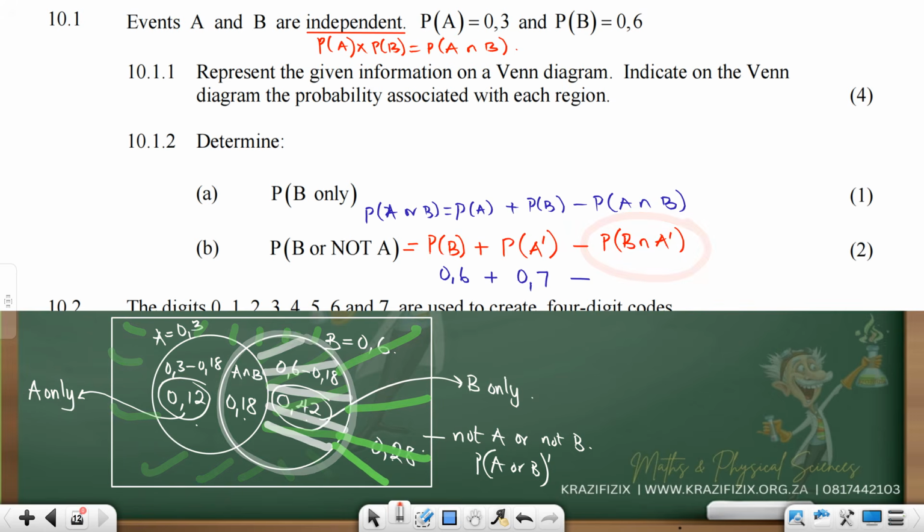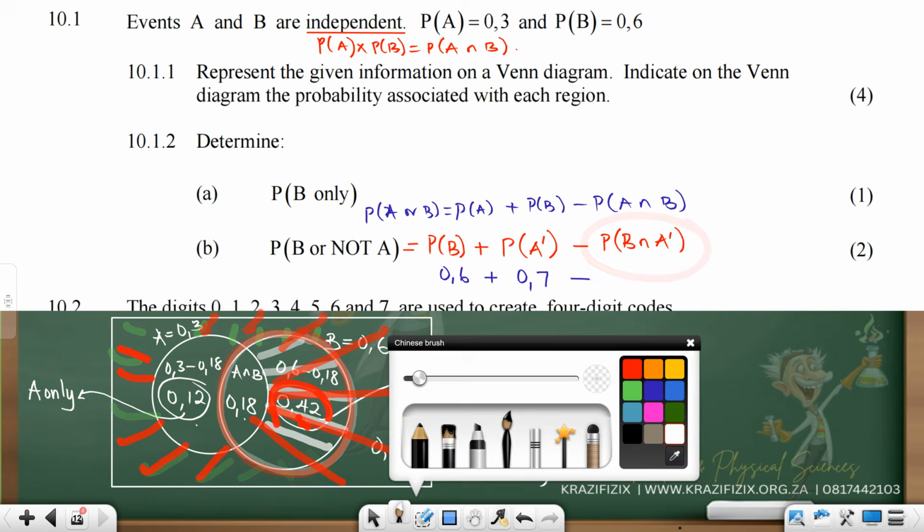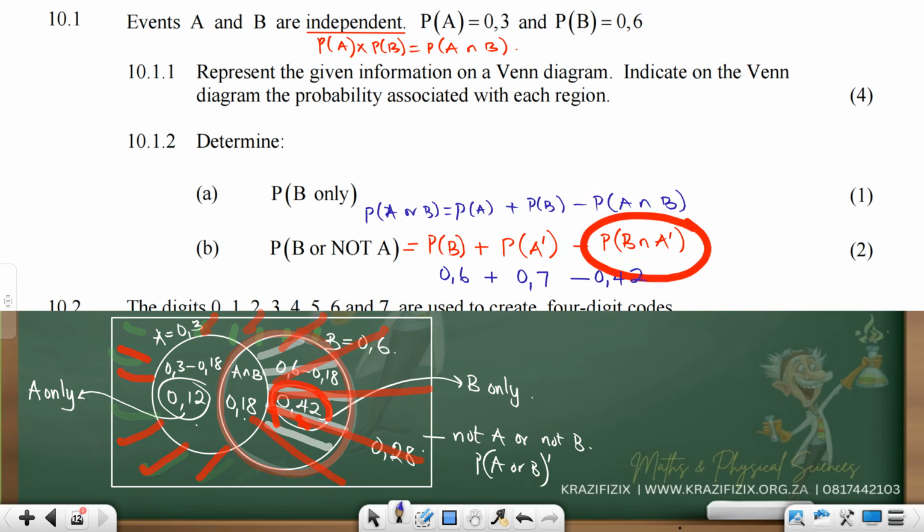Okay, this is taking extra time. Probability of B is this. Which one is not A? All of this. Can you see the intersection? That the intersection is only 0, what? 4, 2. What's your answer? Zero comma? So that is a way to see if you are not sure.